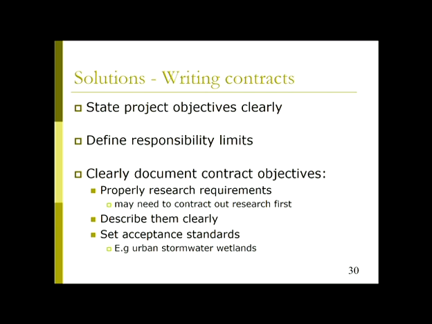And so just some solutions or approaches that are pretty obvious that follow on from what we've just talked about. So project objectives have to be clearly outlined, defining responsibilities and limits of responsibility. Very clear documentation is really important. And just another example here of the sort of clear documentation of contract objectives.